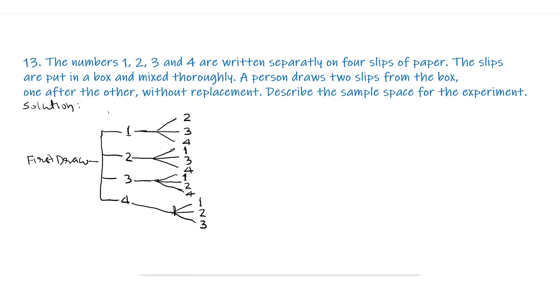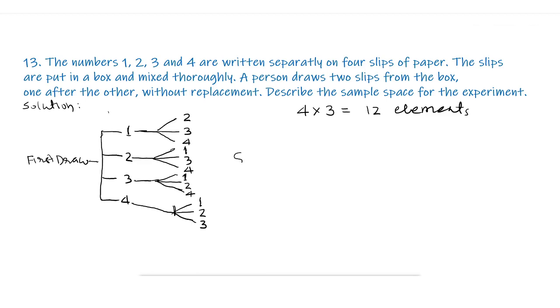So in the first draw there are 4 outcomes, and in the second draw there are 3 outcomes for each outcome. So the total number of elements will be 4 multiplied by 3, which is equal to 12 elements. And these are the 12 elements of our sample space. So what will be our sample space?